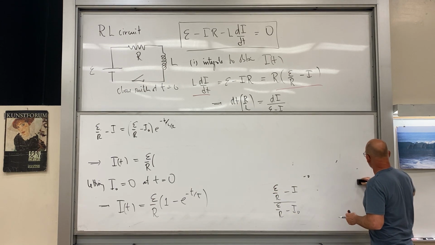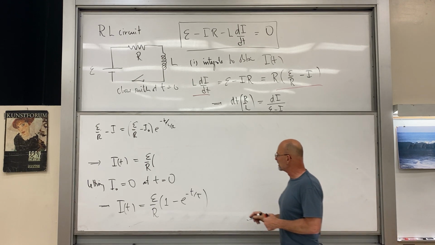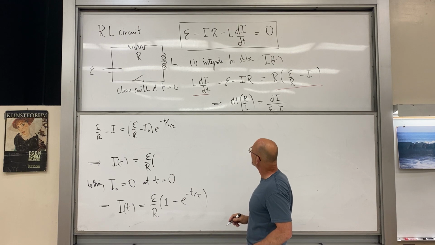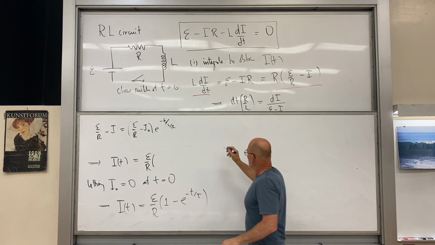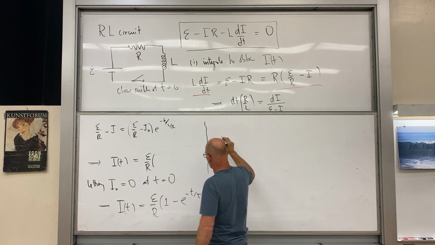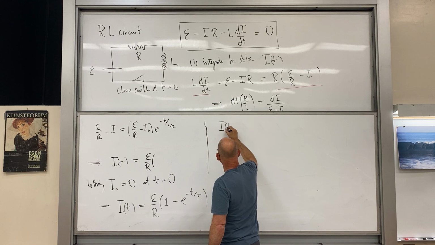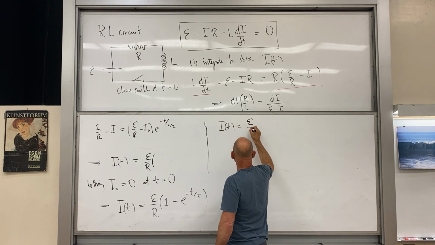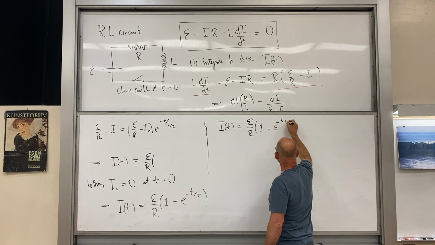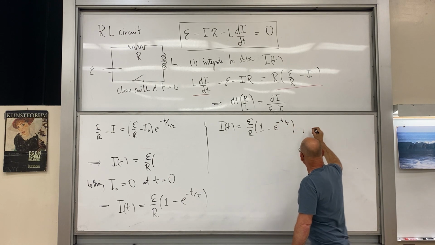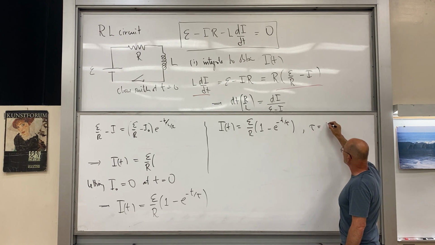So yeah, let's make a big graph. It's a basic but important operation here, and we still have this stuff to look at, which is good. So what we have is, let's rewrite this, I of t equals E over R times 1 minus e to the minus t over tau. This time constant is equal to L divided by R.